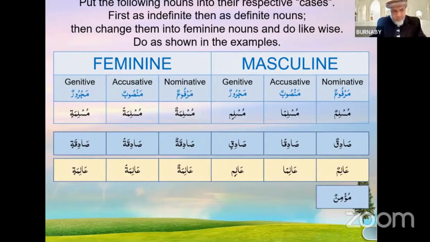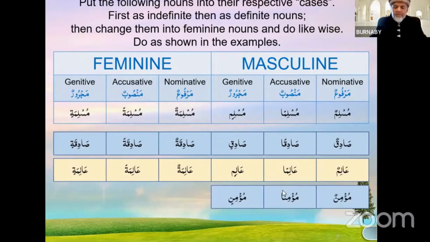Mu'minun. Mu'minan, mu'minin. Okay, why do we have an extra alif here? Male. Male, very good. All right, Jazakallah khair.